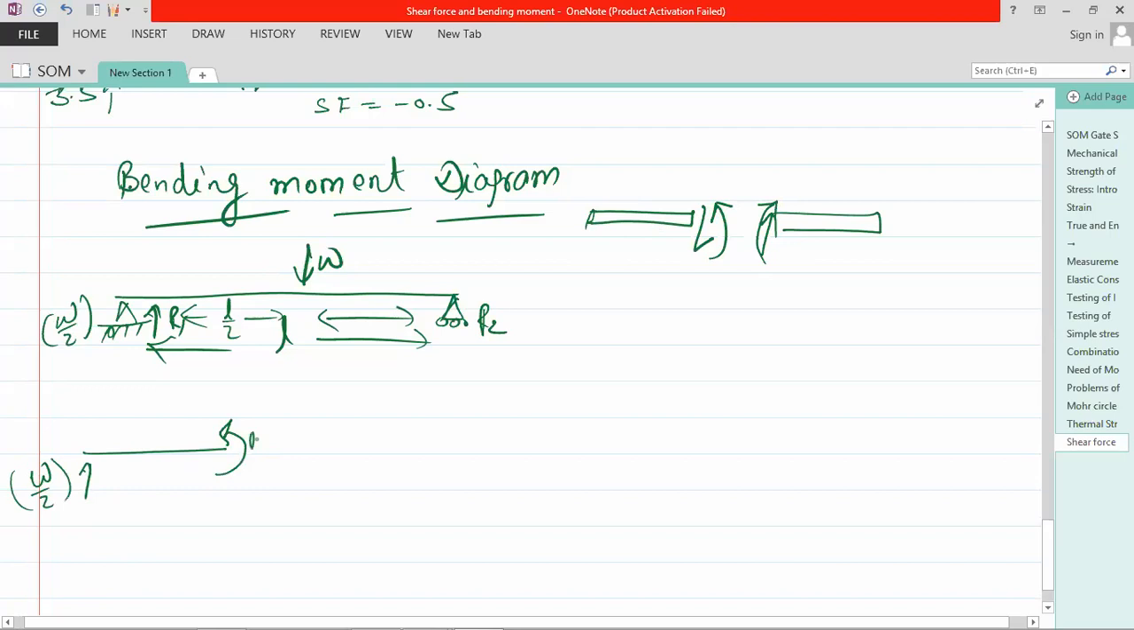Now suppose this is M. Now this is M, and it is coming in the opposite direction to this, then it will be minus W by 2 into X. It is at distance X. So at this point, the summation of the moment is M minus W by 2 into X, that is equal to 0. Here the moment is W by 2 into X.